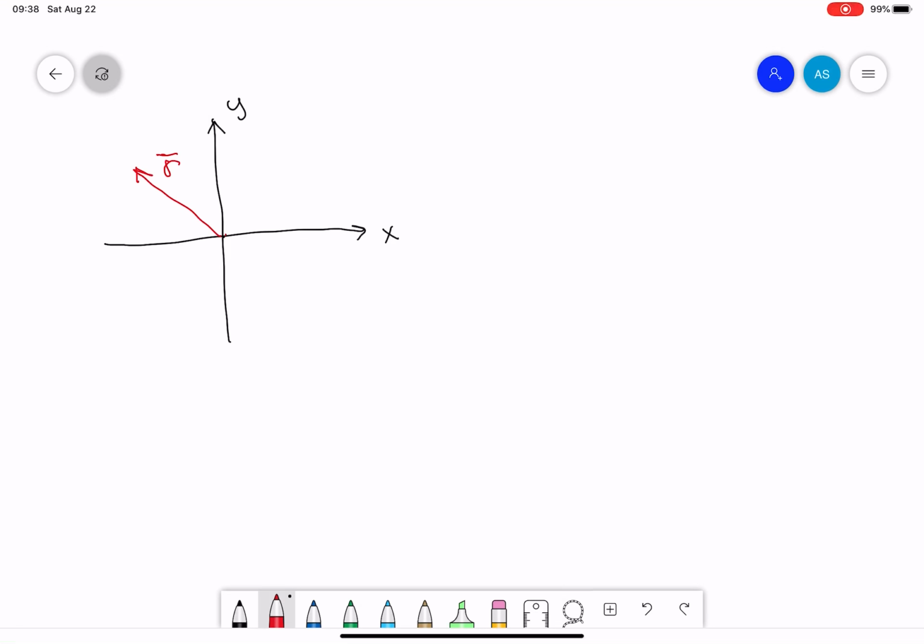Now obviously the r vector has a magnitude equal to 12.8 meters. So r is equal to 12.8 meters, r vector. Then the angle between them is 150 degrees. So the angle starts from the positive x axis up to here, which is 150 degrees. Now let's write down the expression for the r vector.